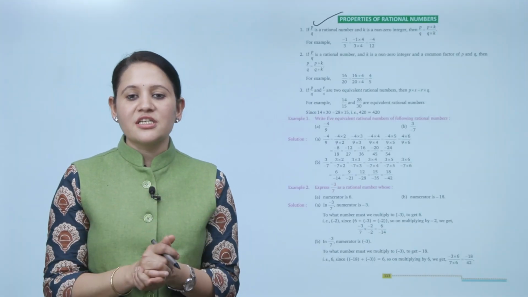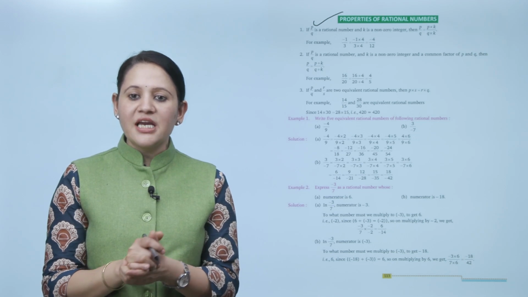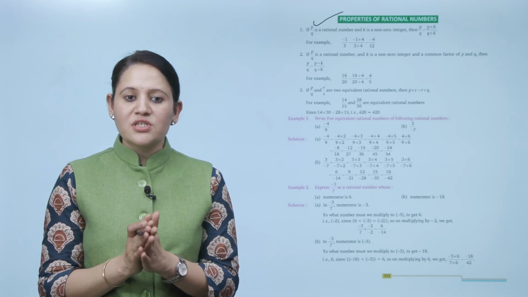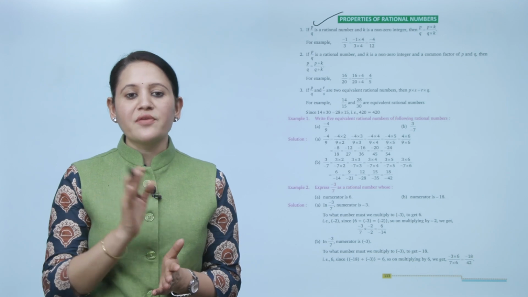If p upon q is a rational number and k is a non-zero integer and a common factor of p and q, then p upon q equals p divided by k upon q divided by k.